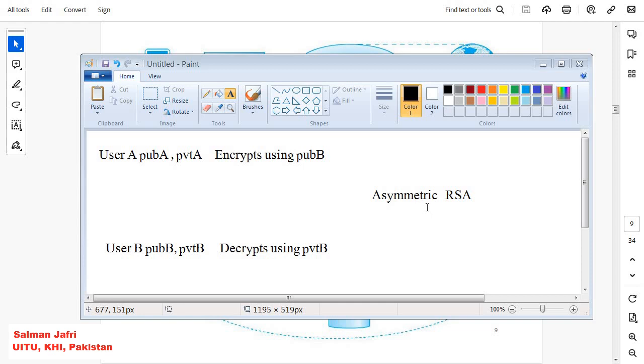So this is called asymmetric encryption. Why? Because the key for encryption is different and the key for decryption is different. One of the well-known algorithms is RSA, which is short for Rivest, Shamir and Adleman, who are the creators of this asymmetric key encryption.